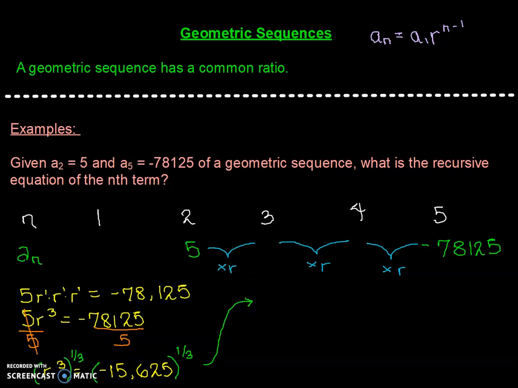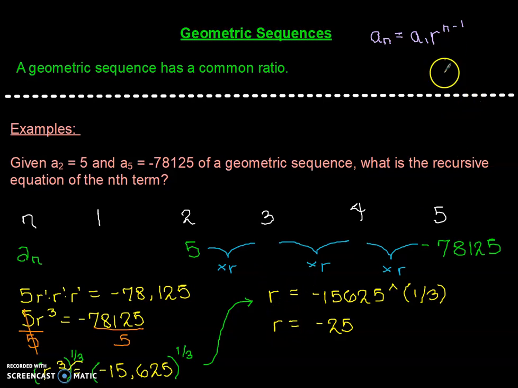So the equivalent of it is just to type into your calculator negative 15,625 to the, and in parentheses, 1 divided by 3. So to the power of 1 over 3, make sure that exponent is in parentheses, and your ratio should be negative 25 when you're done. By the way, the cube and the cube root get rid of each other because when you have a power to a power, you multiply them, and 3 times 1/3 is just 1.